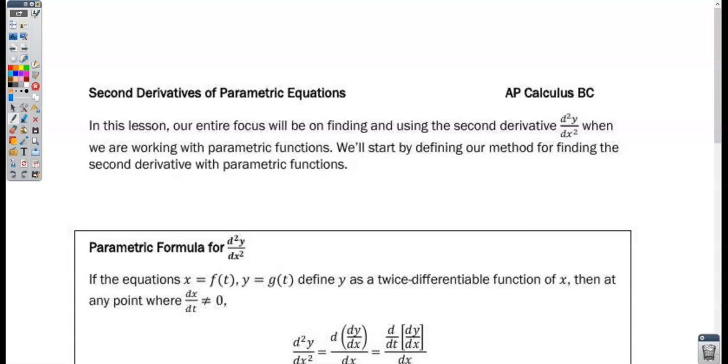This is the first video for section 9.2 of AP Calculus BC, second derivatives of parametric equations. Our whole goal in this video is to talk about how we find the second derivative and go through a bunch of examples of finding the second derivative and how we can use it. We'll start with developing the parametric formula for d squared y dx squared.